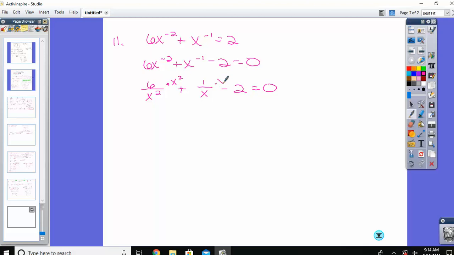Take everything times x. So we get 6 plus x minus 2x squared equals 0. We like our quadratics to be equal to 0. I usually put my squared term first, and I would like my squared to be positive, so I'm just going to make it 2x squared minus x minus 6. So I just brought everything to the other side.